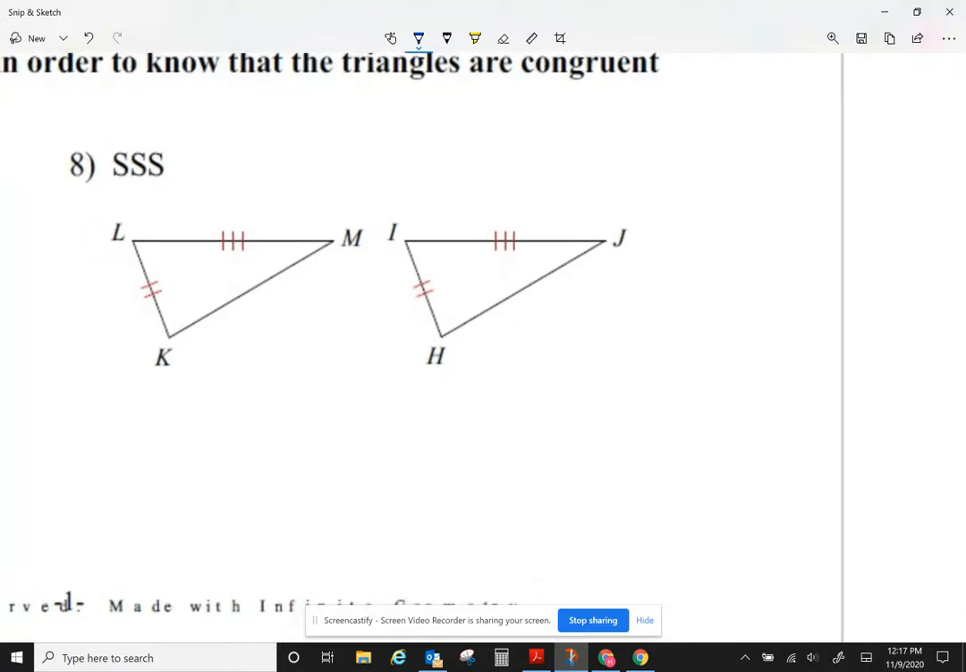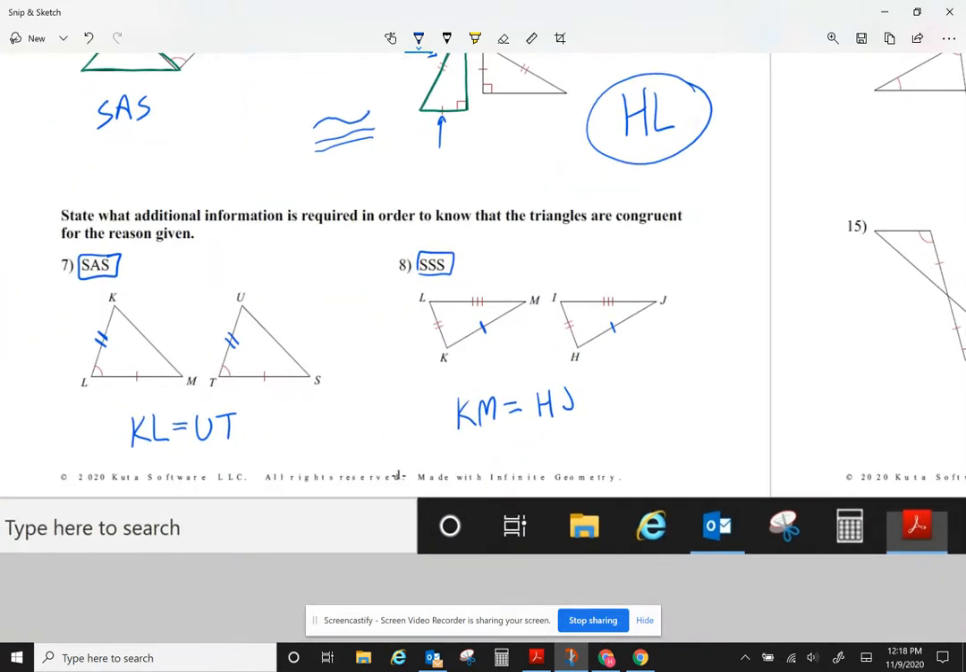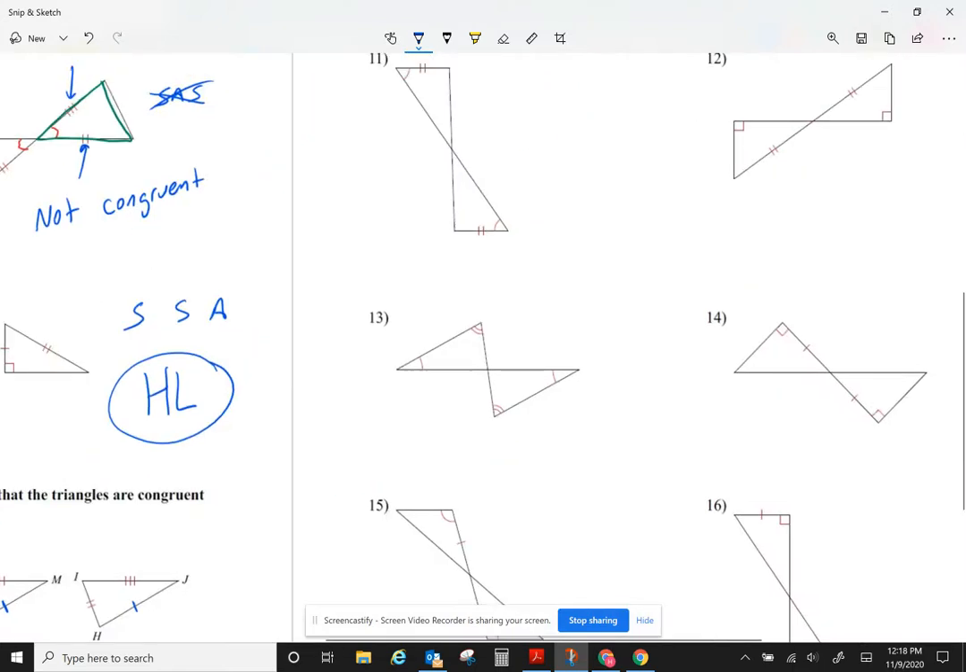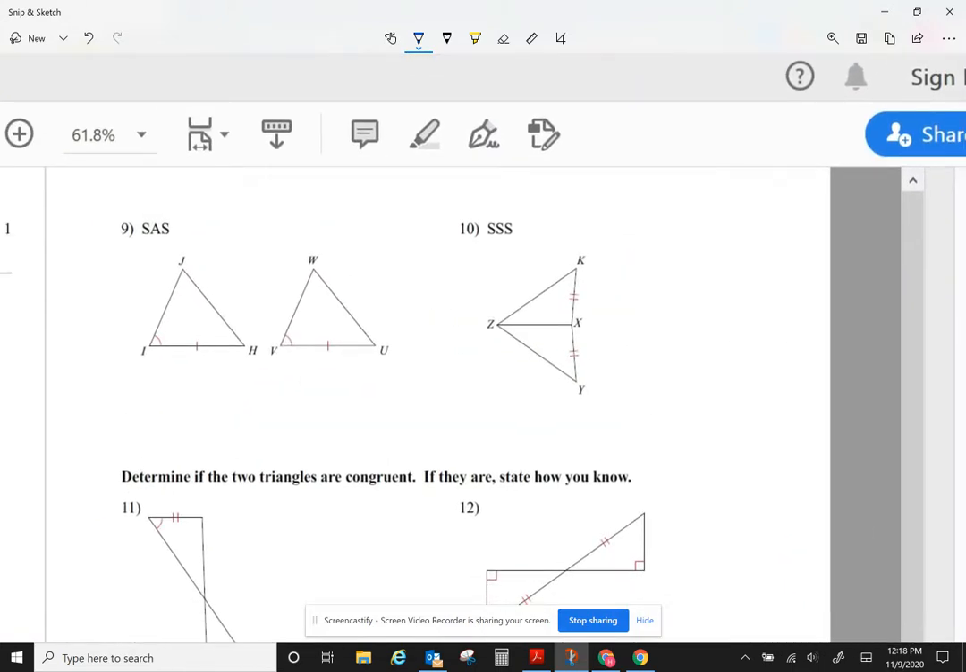Question number 8. I need these triangles to have all 3 sides marked. I see 2 of them are marked already. Once again, the question here is, which one are you missing? I'm going to say I need this side and I need this side. And once again, for sides, you need two letters. So I'm going to say KM equals the other side, let me call it HJ. Once you label a side, you need two letters. Let's take a look at a couple more examples.